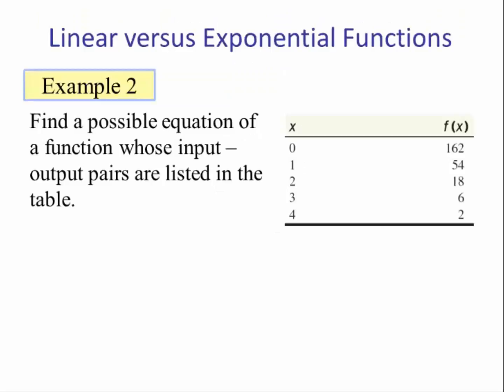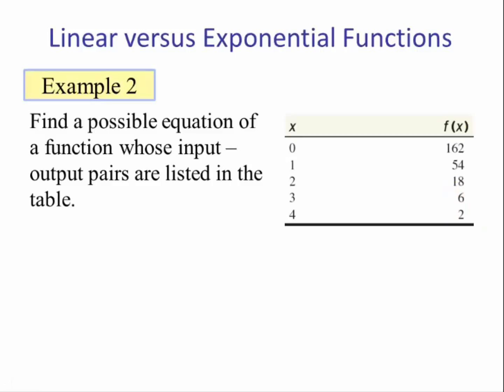Example 2. Find a possible equation of the function whose input-output pairs are listed in the table. So when x is 0, we have f of x being 162. Then as x increases by 1, f of x is decreasing, and the amount decreasing is not the same. So this could be an exponential function.